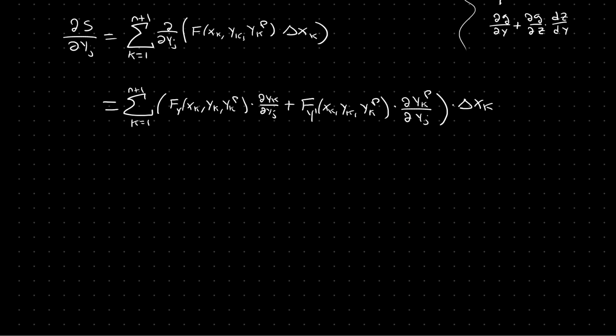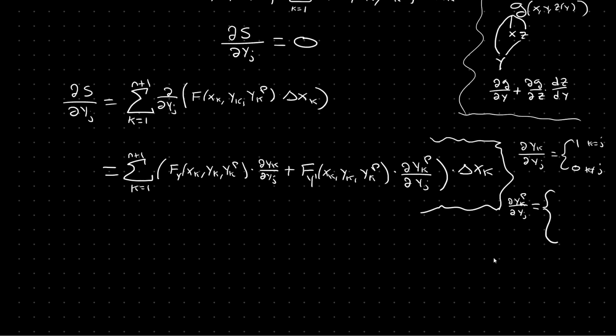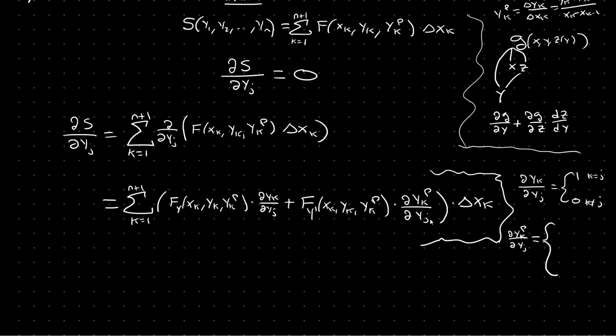And just like before, this is where things get very nice. We first need to simplify what some of these derivatives are. The partial derivative of yk with respect to yj is just equal to 1 if k equals j, and 0 if k is not equal to j. And the partial derivative of ykp with respect to yj is a little bit more complicated, but still easier to calculate than the method 1 method.